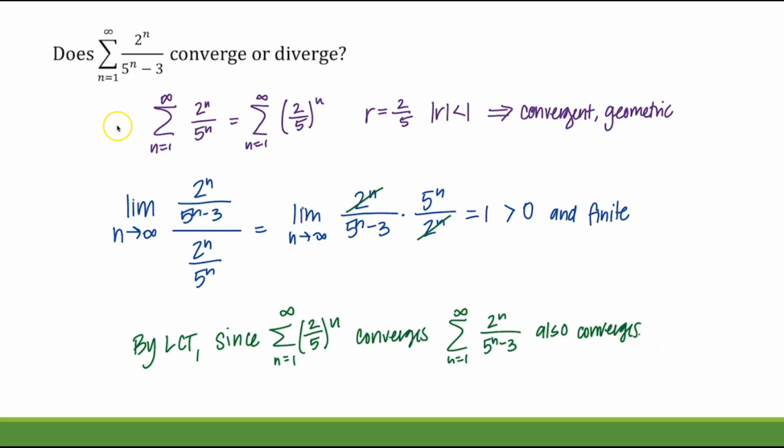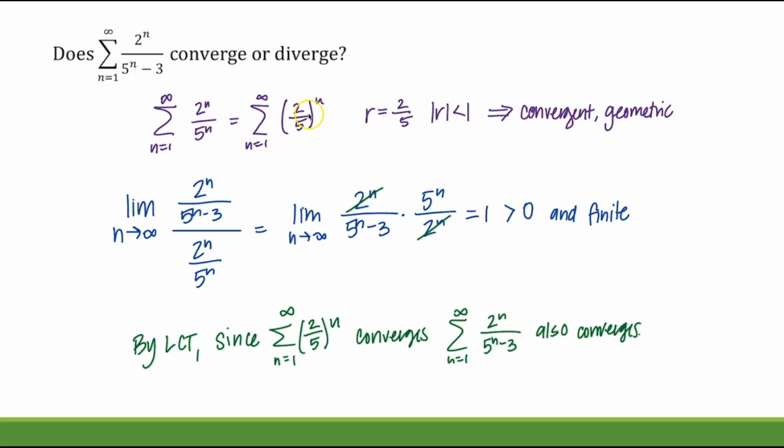So yes, we do have to write all of the formality here showing the comparing series, how it converges or diverges, the limit as n approaches infinity of the ratio, and state that that value is positive and finite, and then state that we were using the limit comparison test and what the final conclusion is.